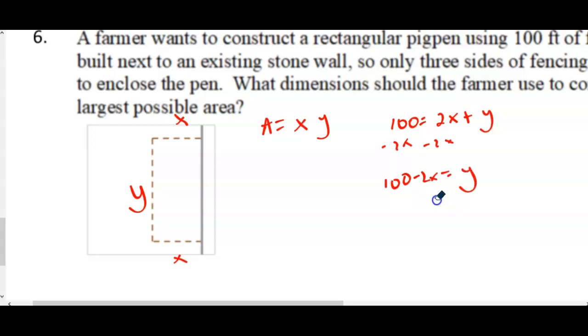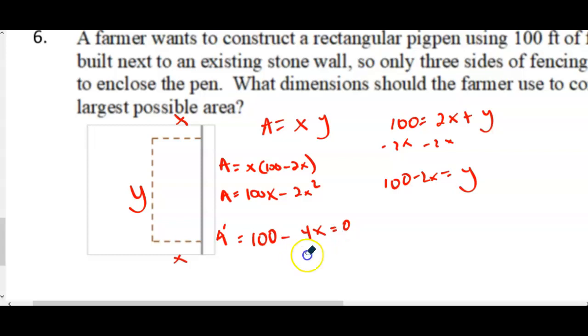And so we're going to take that and plug it into the primary. Distribute the x. So you get 100x minus 2x squared, and then we're going to find the derivative of that. So that's 100 minus 4x, set it equal to 0. We're going to add 4x, and then divide by 4, and you get x equals 25.